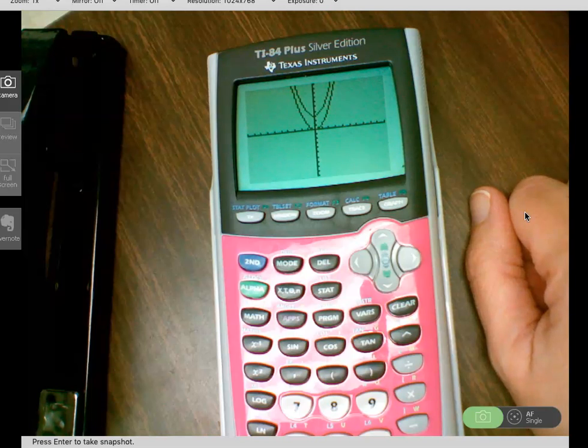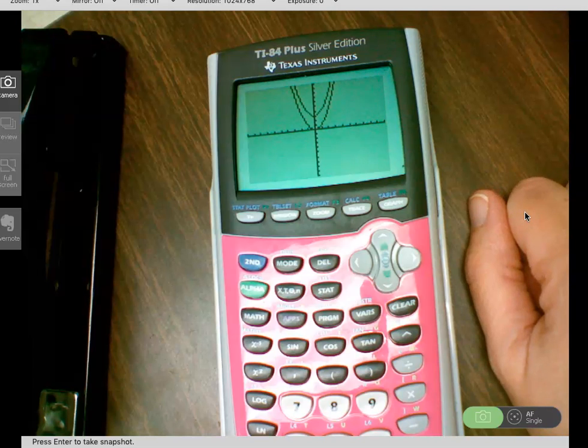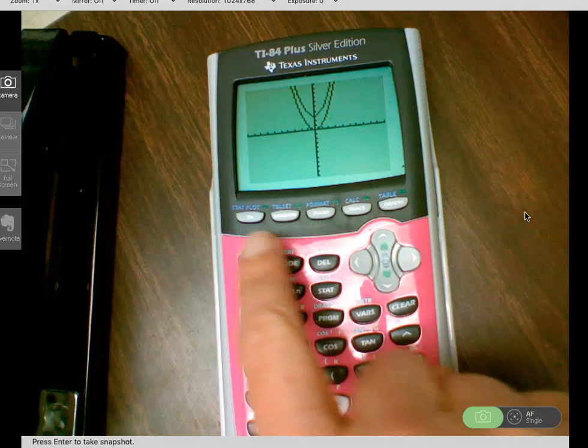You got it? Good. How do we go back down from it being big? If you want to go back to this window, you can always hit zoom 6 and it'll take you back to this normal window. Okay, all right, now we're going to do the other one.